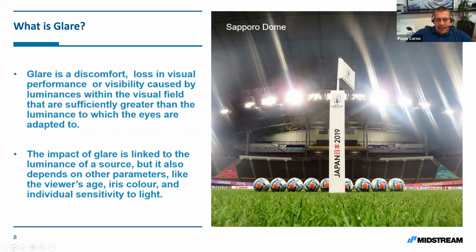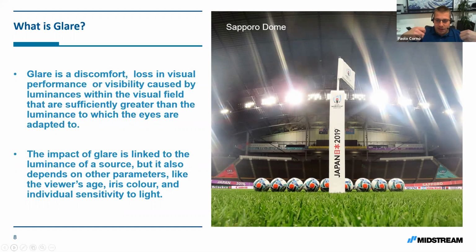As defined by IES, glare is a discomfort or a loss in visual performance or visibility caused by luminances within the visual field, which are sufficiently greater than the luminance to which your eyes are adapted. In simple words, it means that glare is a contrast of lighting. So, for example, the same luminaire can be very glary in a very dark environment, or absolutely unnoticeable if it's surrounded by another 100 luminaires of the same type.